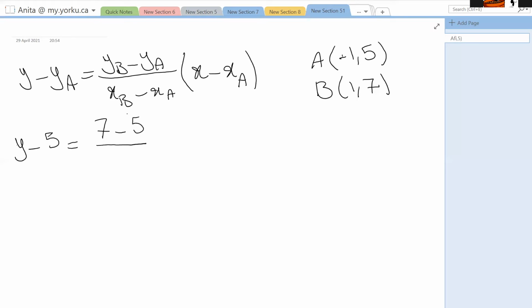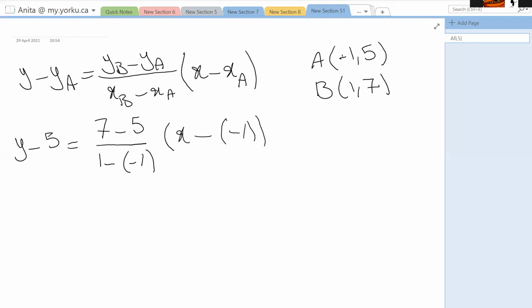What is XB minus XA? XB is 1, so 1 minus negative 1. Correct. Times, now, X is just X, but what is XA? What is the XA, Elda? XA is negative 1. Very good. So negative 1.